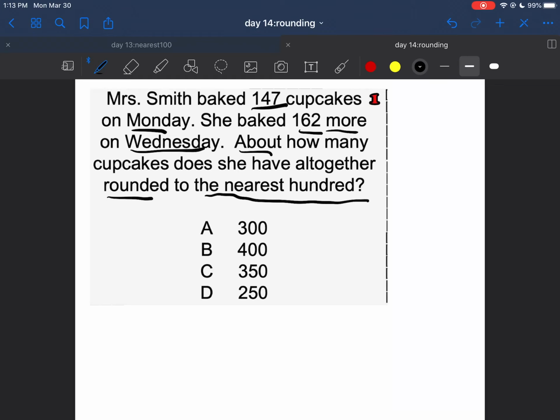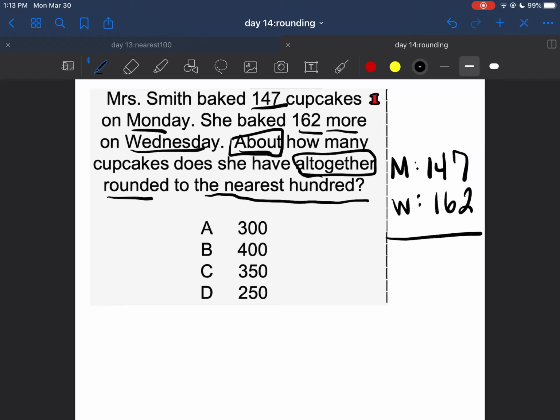So, Mrs. Smith baked 147 cupcakes on Monday. She baked 162 more on Wednesday. So, if she is baking more cupcakes, is she adding to the amount that she has, or is she taking away from that amount? She is adding. It says about how many cupcakes does she have altogether? Well, if she's putting more cupcakes with what she already has, she's going to get a bigger number. So she is adding. We know that's the operation we're going to have to use.